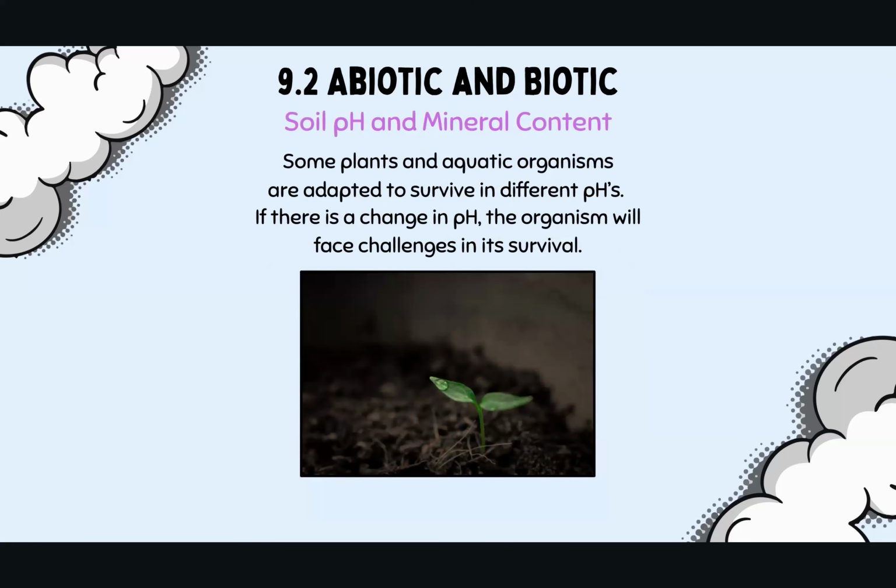Soil pH and mineral content, so another abiotic factor. Some plants and aquatic organisms are adapted to survive in different pHs. So if there's a change in the pH, the organism will face challenges in its survival. So for example, if we look at acid rain, when the acid rain falls, it can change the pH slightly of certain areas. So if you've got an area that's got a lot of acid rain, which is the case in some parts of the world, then that means the soil will become slightly acidic and some plants will survive and others won't.